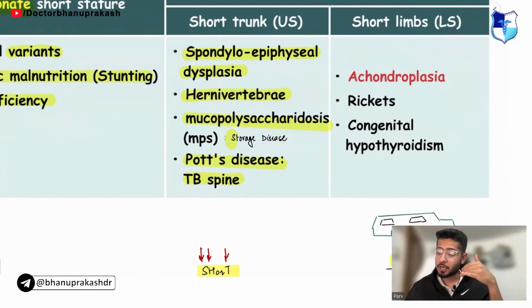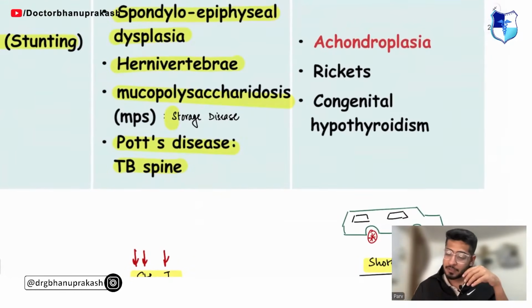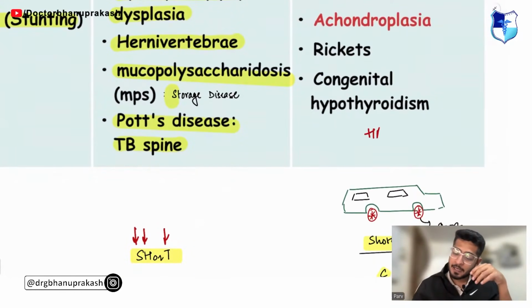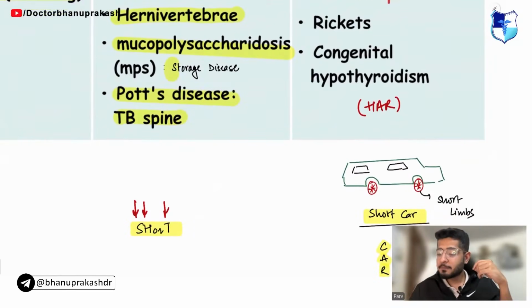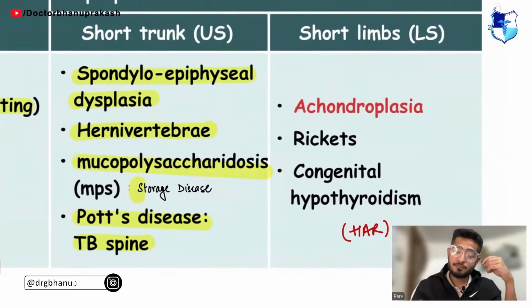The mnemonic is SHORT. Now can you see this HAR? Yes, HAR: hypothyroidism, achondroplasia and rickets. So you can remember that this is because the limbs are small. This is because the legs are small.